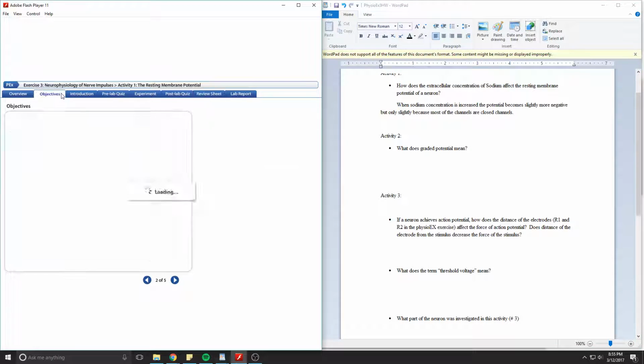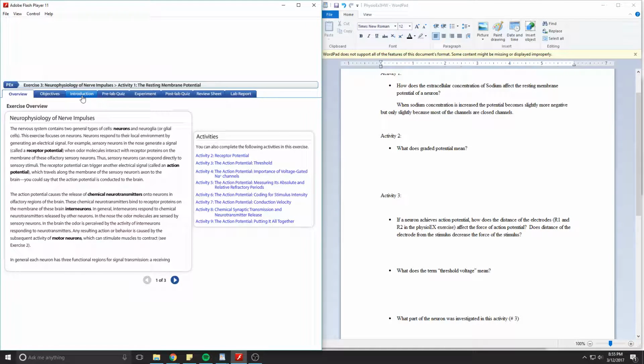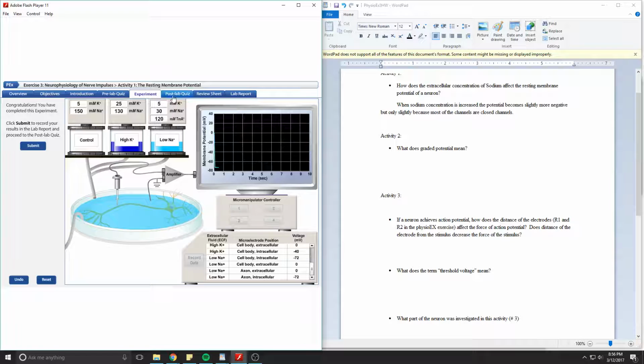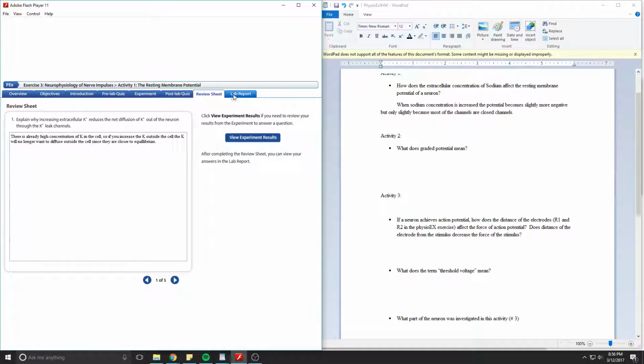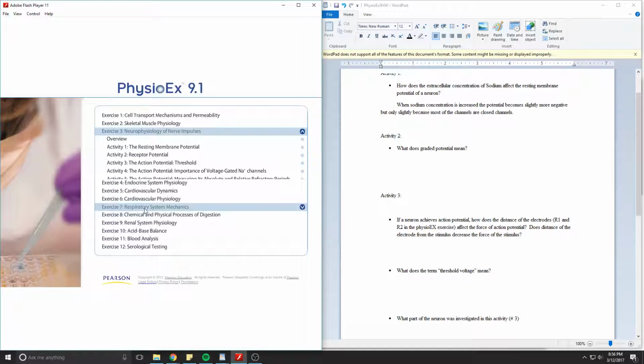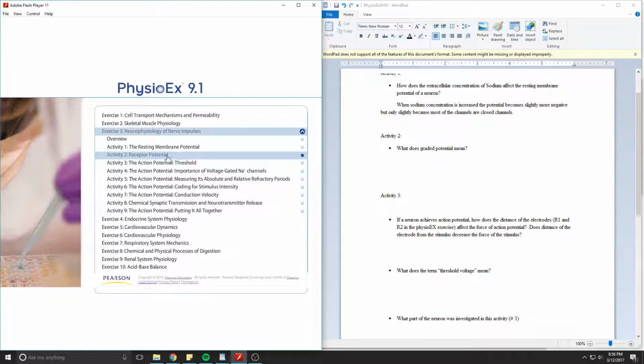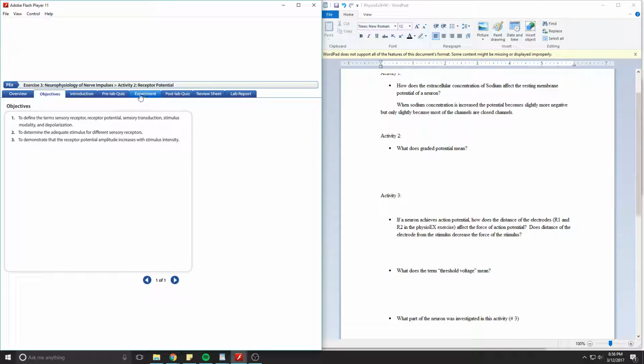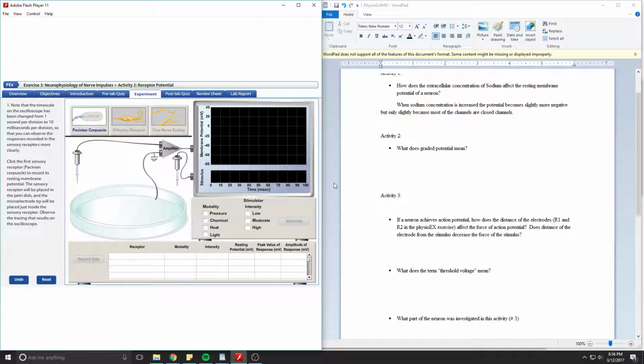Alright, let's go to activity 2 now. How do we get there? Let's find out. Alright, so let's go to exercise 2 now. We're just going to go straight to the experiment.